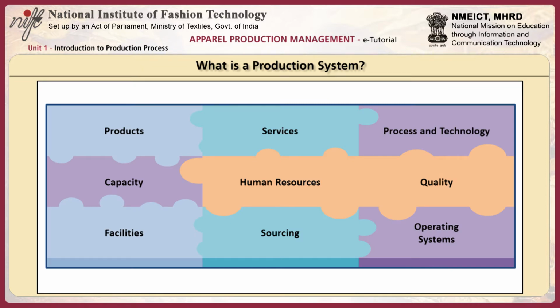Production system is not a single entity. It has various pivotal roles, which include human resources, products, services, process and technology, quality, operating systems, sourcing, facilities, and capacity. All these combine to form what is called a production system.